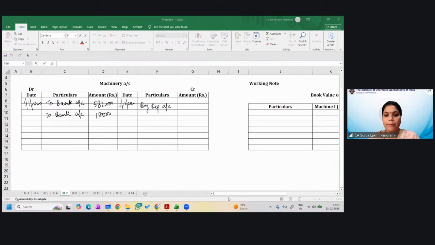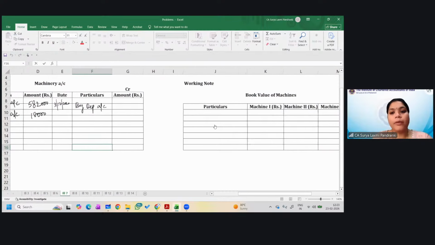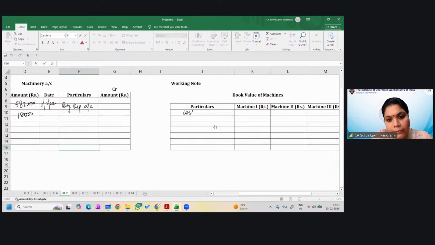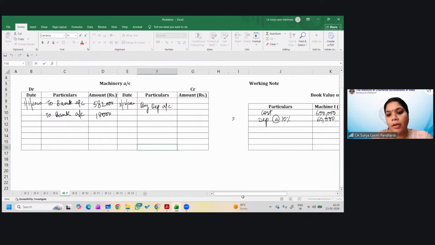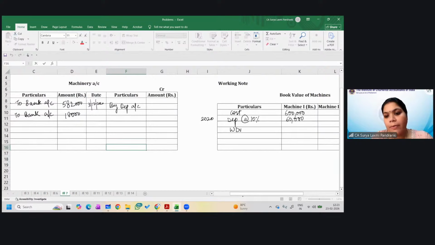For this, I am going to make this table. It is easy only for the first year, but still I'm making the table so that it will be easy for all the other machineries also, because we have 2-3 machines purchased, no? So that is why I'm making this table. Okay. So what is the cost of the machine here? 6 lakh. Depreciation at the rate of 10%, 60,000. This depreciation is for 2020. Now the WDV will be 5,40,000.